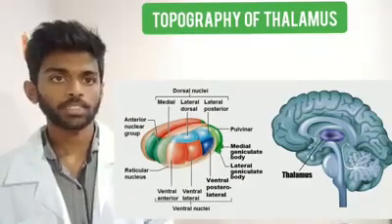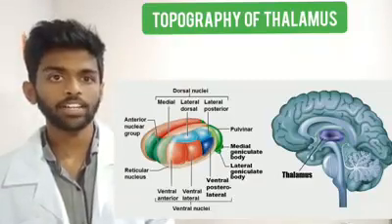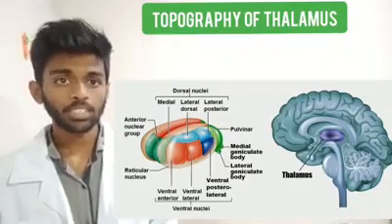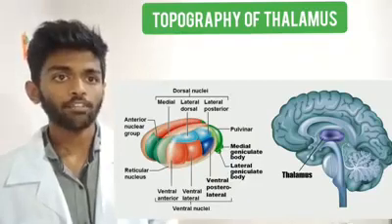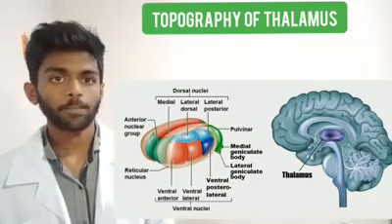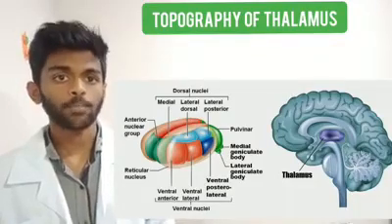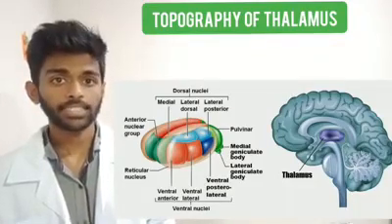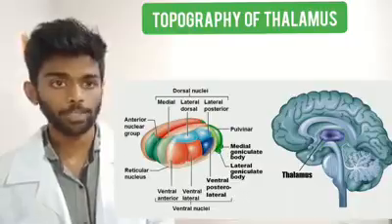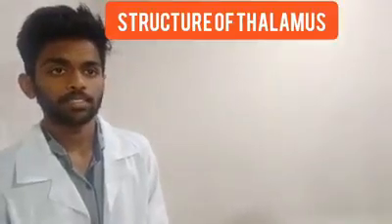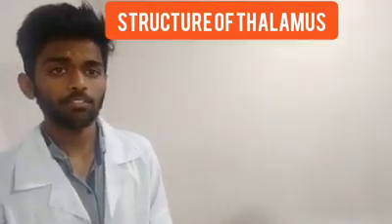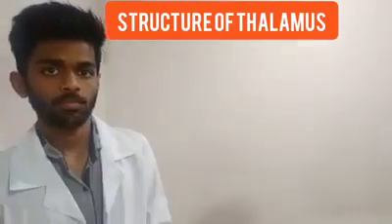Its anterior part forms the posterior boundary of the interventricular foramen. The posterior end is expanded and forms a structure called pulvinar. The pulvinar of thalamus overhangs the superior colliculus. The inferior surface of thalamus is continuous with the tegmentum of midbrain. Structure of thalamus. Thalamus is the egg-shaped mass of grey matter and white matter.